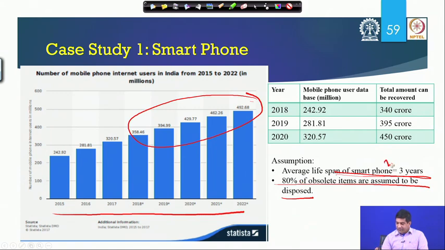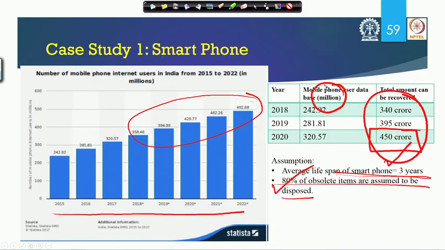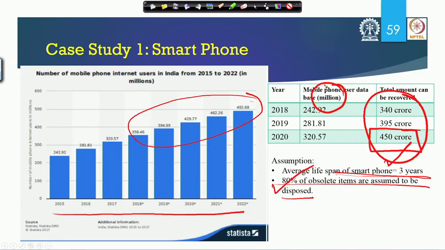So, if we take 3 years as the average lifespan and 80% as the obsolete items being disposed, and you calculate how much money is out there just from mobile phones in India, in 2020 we are looking at a figure of 450 crores. So 450 crores worth of these heavy metals are present, because we are looking at million numbers, which are pretty high. So although it's 175 for one phone, when you add up all the phones that are going to be disposed into the environment, we are looking at 450 crores.